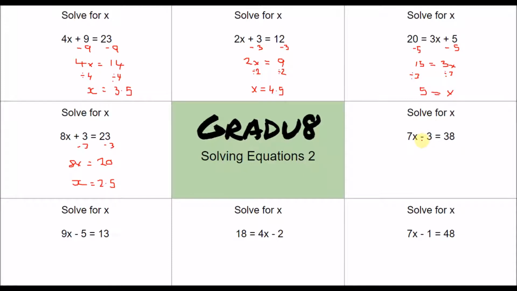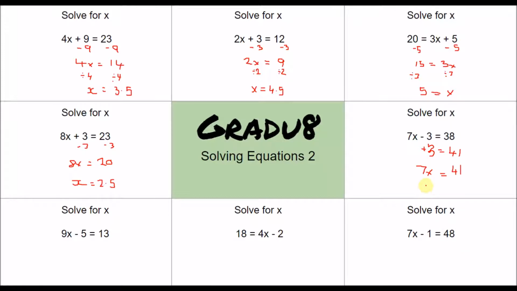This question here then, we've got a minus 3. So how do we undo a minus 3? Well, we add 3, which is going to add 3 to this side. It's going to give us 41. So then we've got 7x equals 41. How do we undo that? Thinking about what we did last time, we're going to divide it by 7.